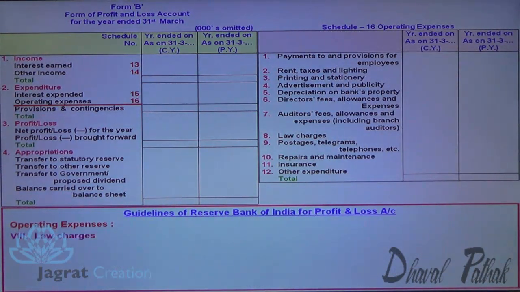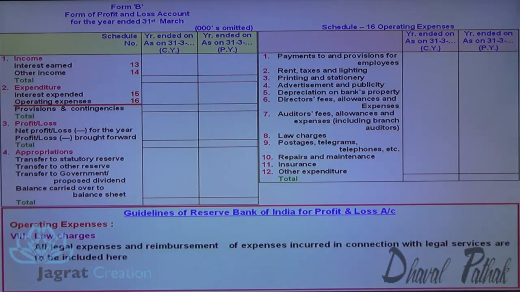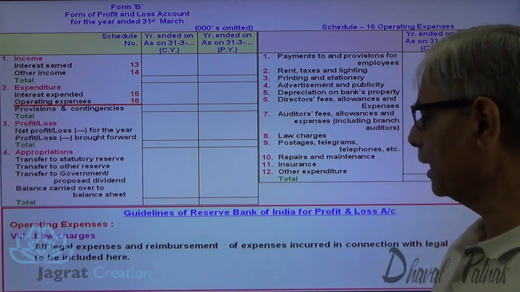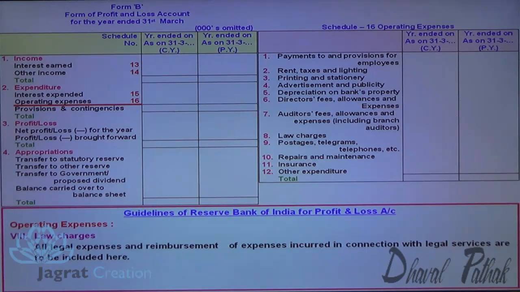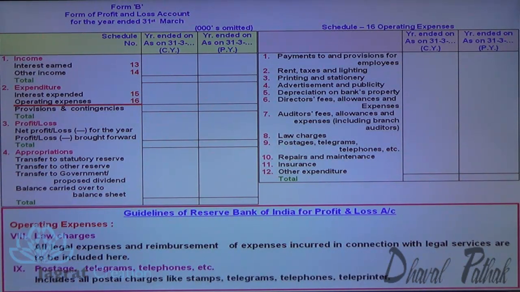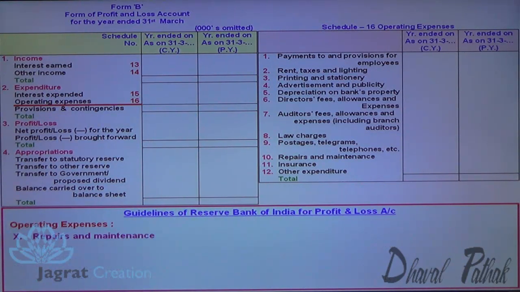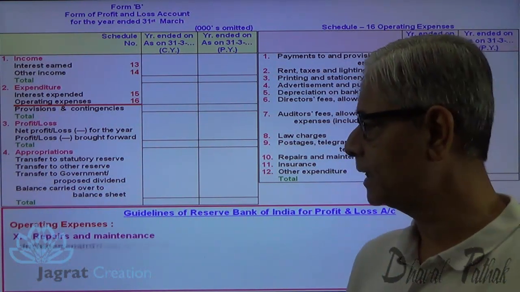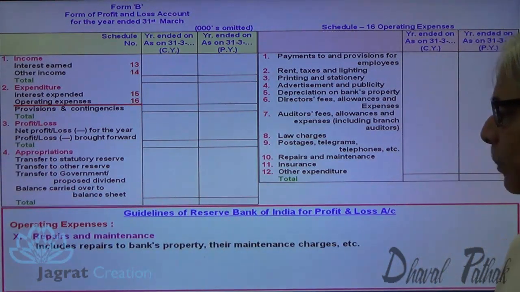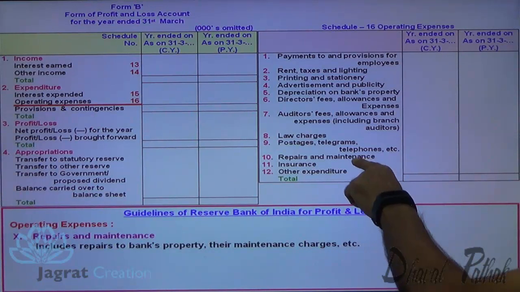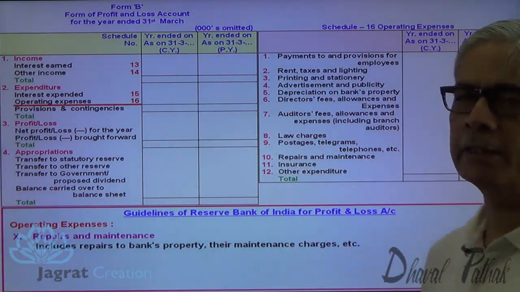Next, law charges. All legal expenses and reimbursement of expenditure incurred in connection with the legal services are to be reported here in point number 8, postage and telegram. Easy to understand. Then repairs. All the repairs and maintenance expenses for the bank's property and their maintenance charges are to be debited, are to be reported here. Its total will be reported under Schedule 16.